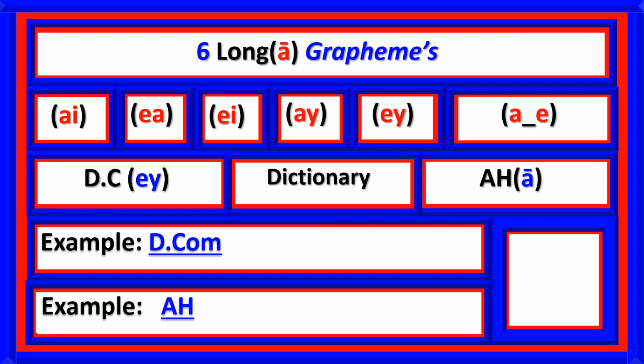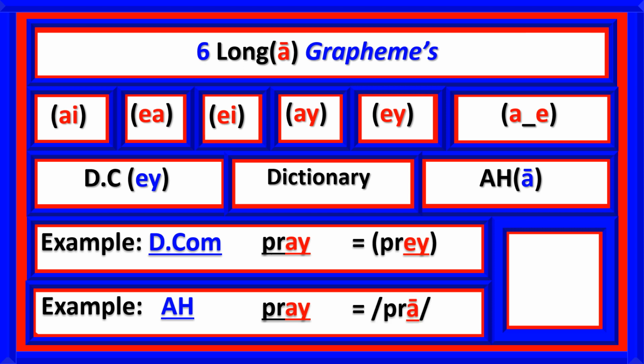Okay, the next one, a Y can make the A, the long A sound. Like pray, pray. Okay, you see the little girl? She on her knees, she praying. She said, I gotta pass this test tomorrow. And she praying. See? That's good though. It's good to pray.